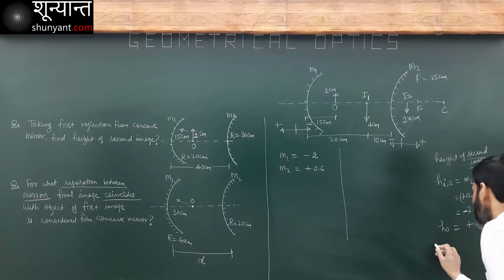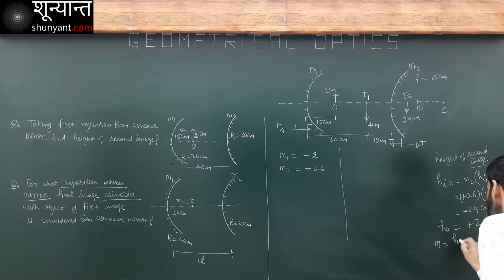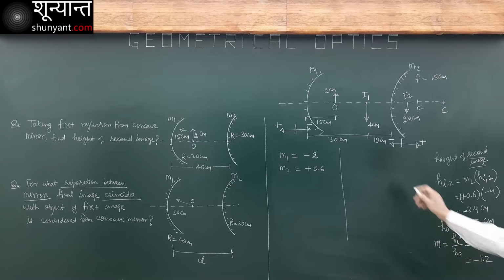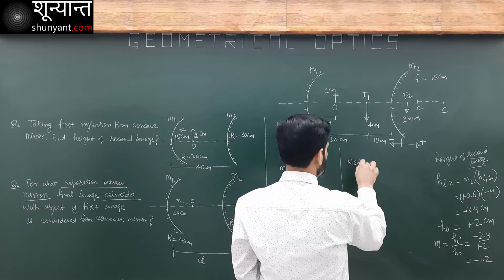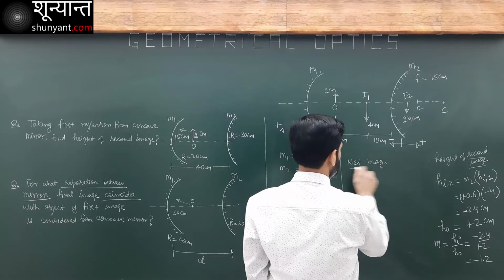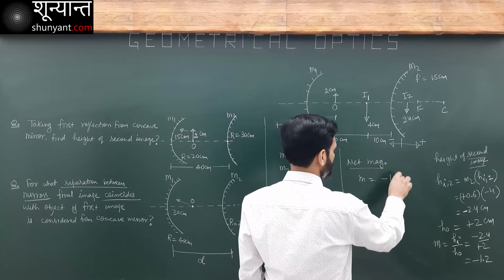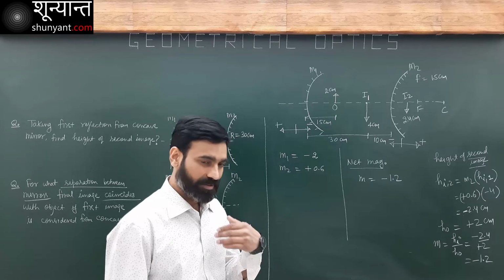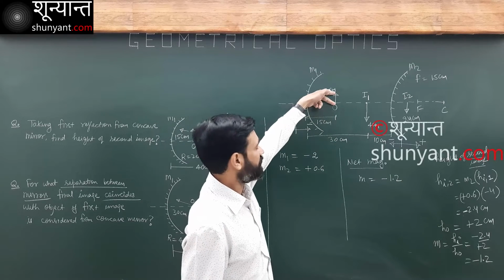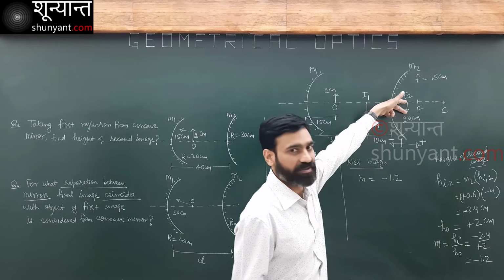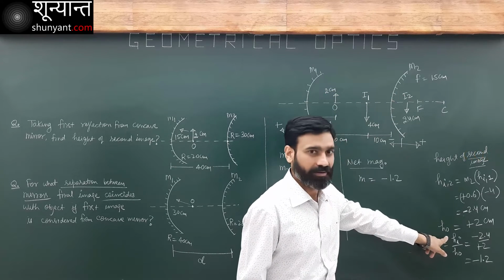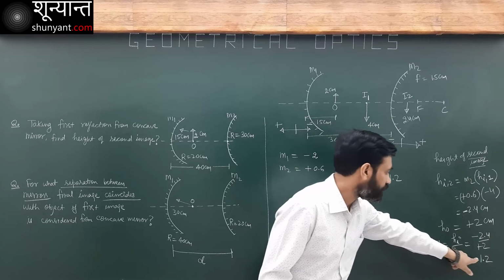What is magnification? Magnification is height of image over height of object. This is going to be equal to minus 2.4 over plus 2, which is minus 1.2. The final, net magnification M is equal to minus 1.2. How do I know this? We actually calculated this. This is my object, 2 centimeter. Final image is here, 2.4 centimeter. It is inverted. That's how we find it. This is the final magnification, that is minus 1.2.